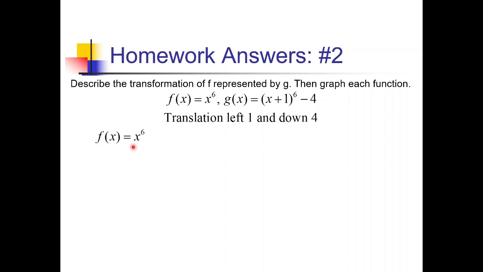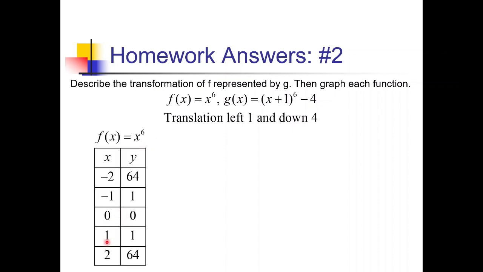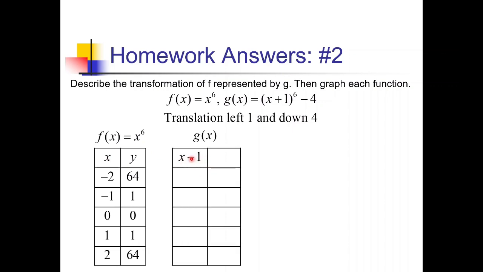The parent table for x to the sixth, we're going to plug in negative 2 through positive 2. Negative 2 to the sixth power is going to give me 64, and then negative 1 to that gives me just 1. 0 to the sixth is 0, and then 1 to the sixth is 1, and 2 to the sixth is again 64. All right, now let's modify this. This is for the g function. So the left 1 means we have to subtract 1 from the x values. So x minus 1 is going to be that new rule.